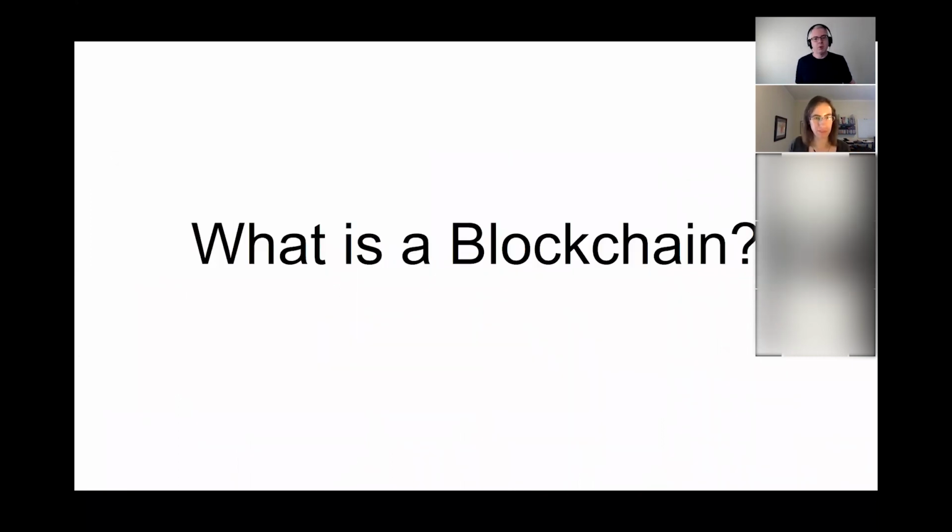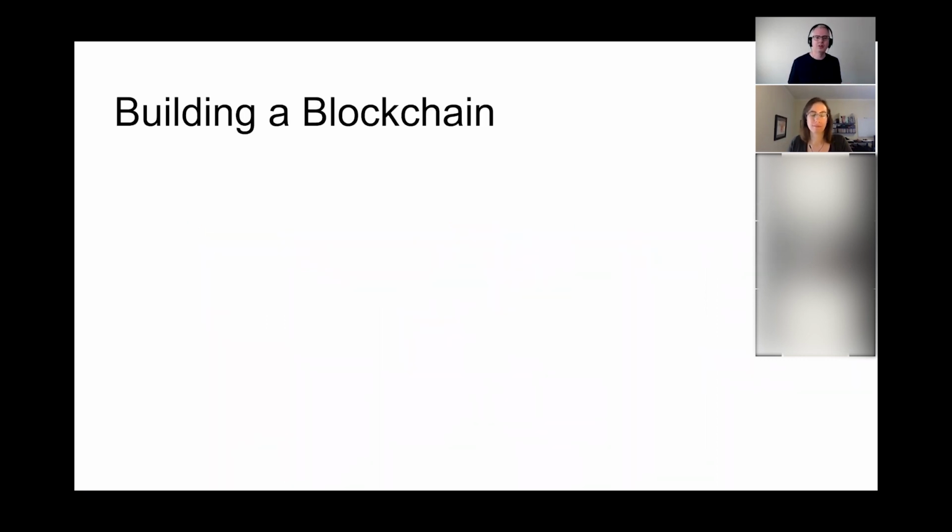So before we can talk about how to achieve consensus on a blockchain, we need to define what a blockchain is. And so I'm going to be very specific in this talk. When I say blockchain, I'm talking about the blockchain data structure. And so what is a blockchain data structure?